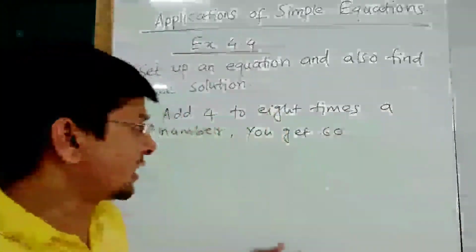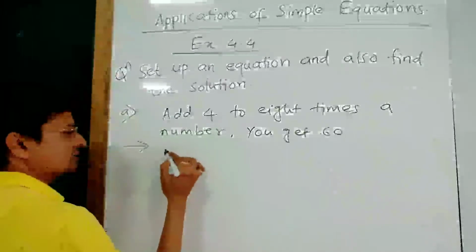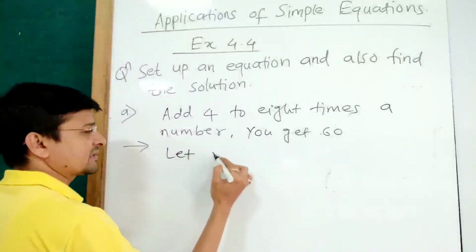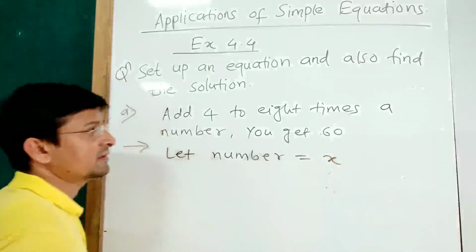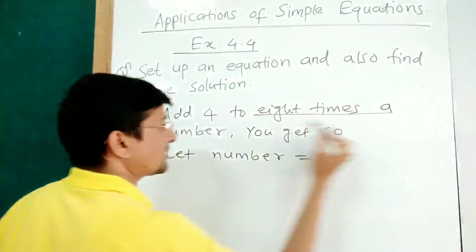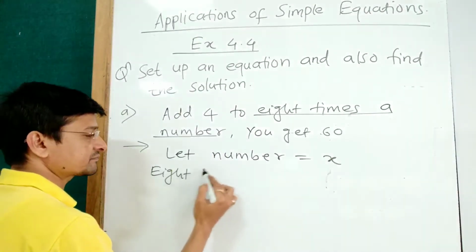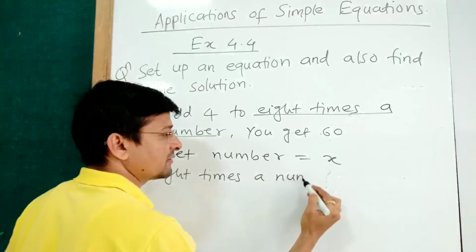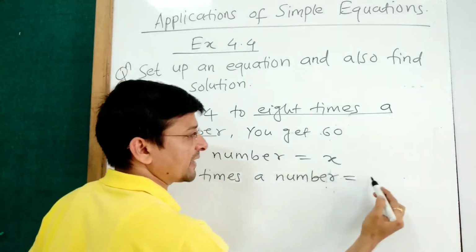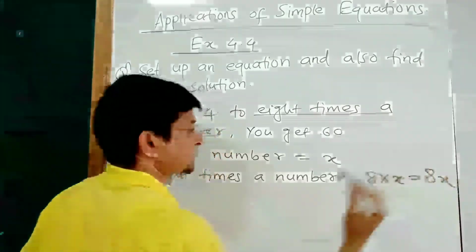So according to this statement, we have to set up the equation. First of all, suppose the number is x. Okay, then 8 times a number. So we have to find the 8 times a number. That means we have to multiply 8 with the x. So we get here 8x.